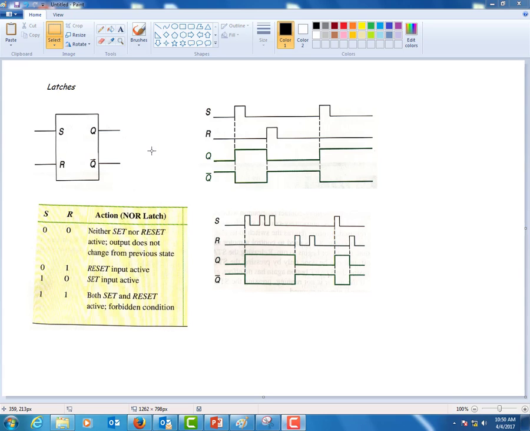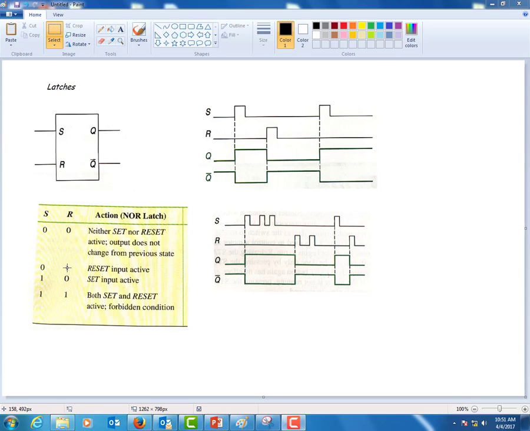Now, let's look at the actual function of this latch. In this case, we're looking at an active high latch. So if they're both 0, Q and Q bar don't change from their prior condition. So nothing's happening basically.